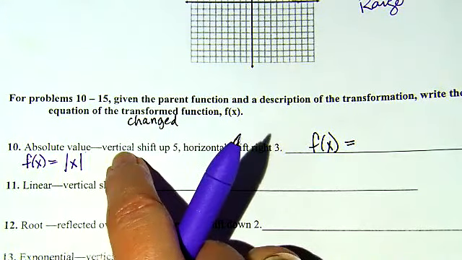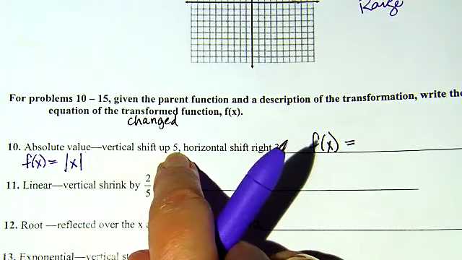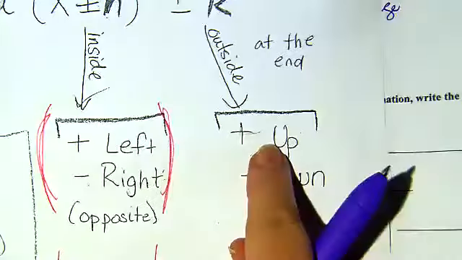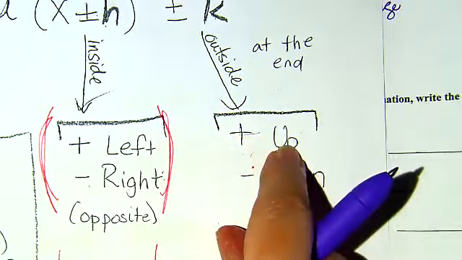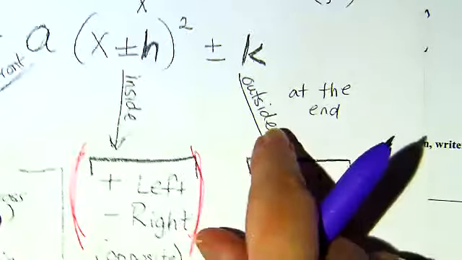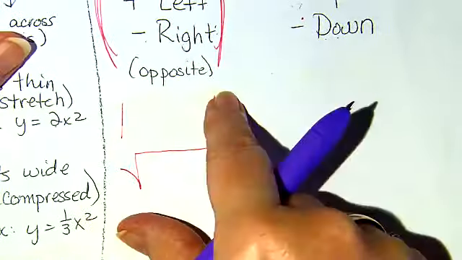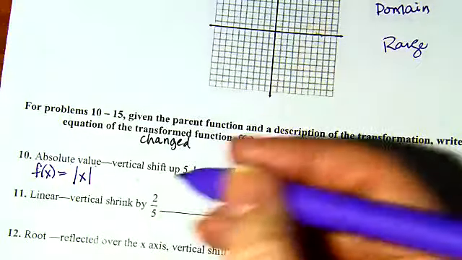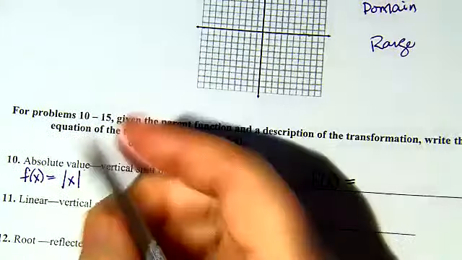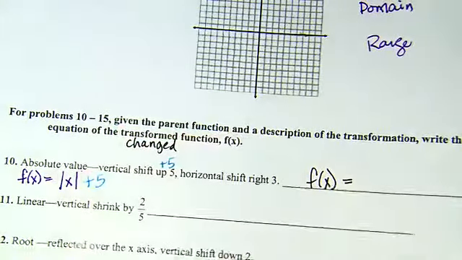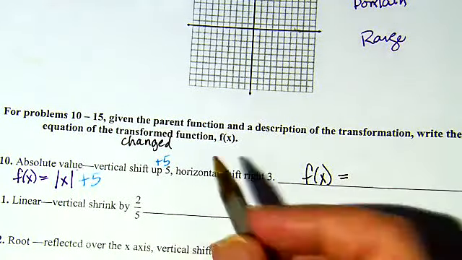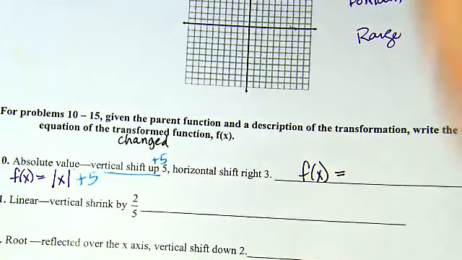Now, in order to do a vertical shift up, where is that up going to go? Up is for a plus. So I'm going to go +5. And then I need to make sure I put it outside or at the end. When we're talking about absolute value, it's going to go outside of the bars. So this is a +5, but where does it go? It goes at the end. I'm not putting it here yet because I'm still having to work. So I've got this one figured out. Let me go to the next part.